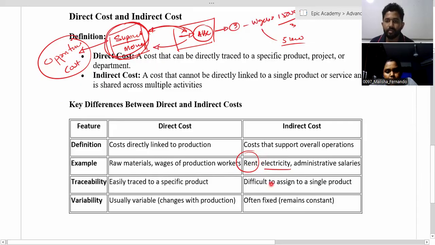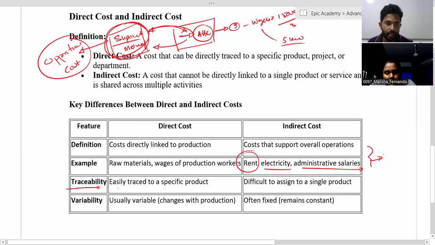Electricity. By using electricity, you can use the oven of the bakery. Yes. By using that electricity, you can also run a supermarket and power the refrigerators in the supermarket. So alternative uses are there. Administrative salary. Yes, they can administer another business activity. So those are indirect cost or opportunity cost.